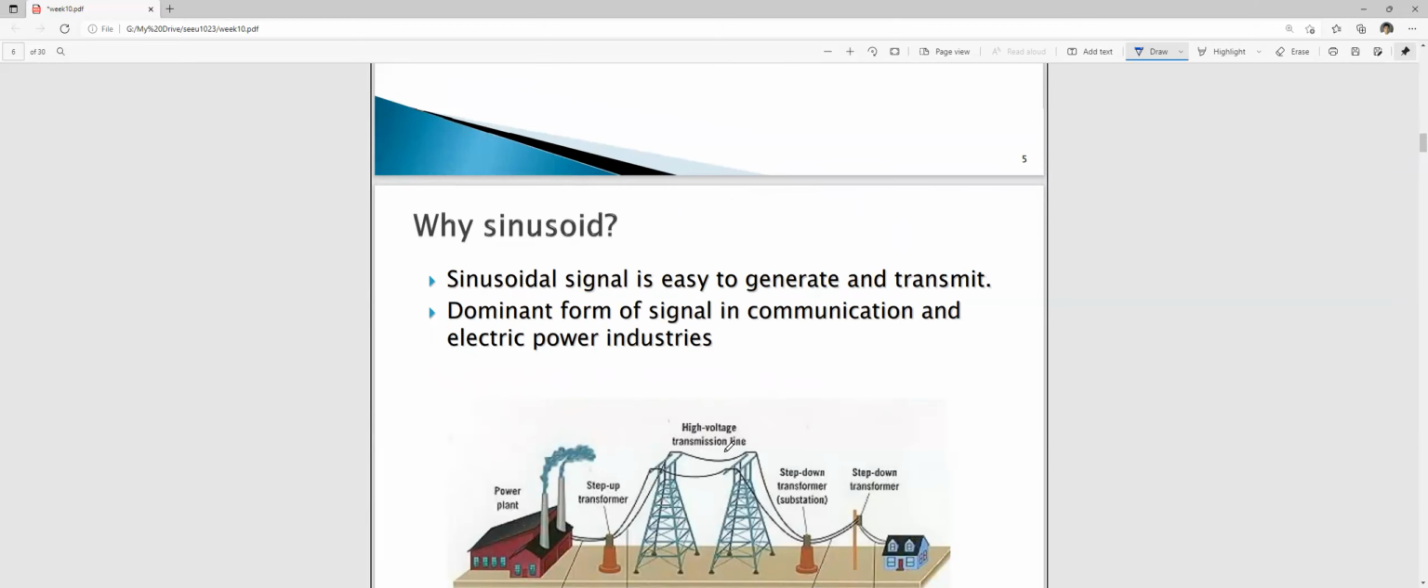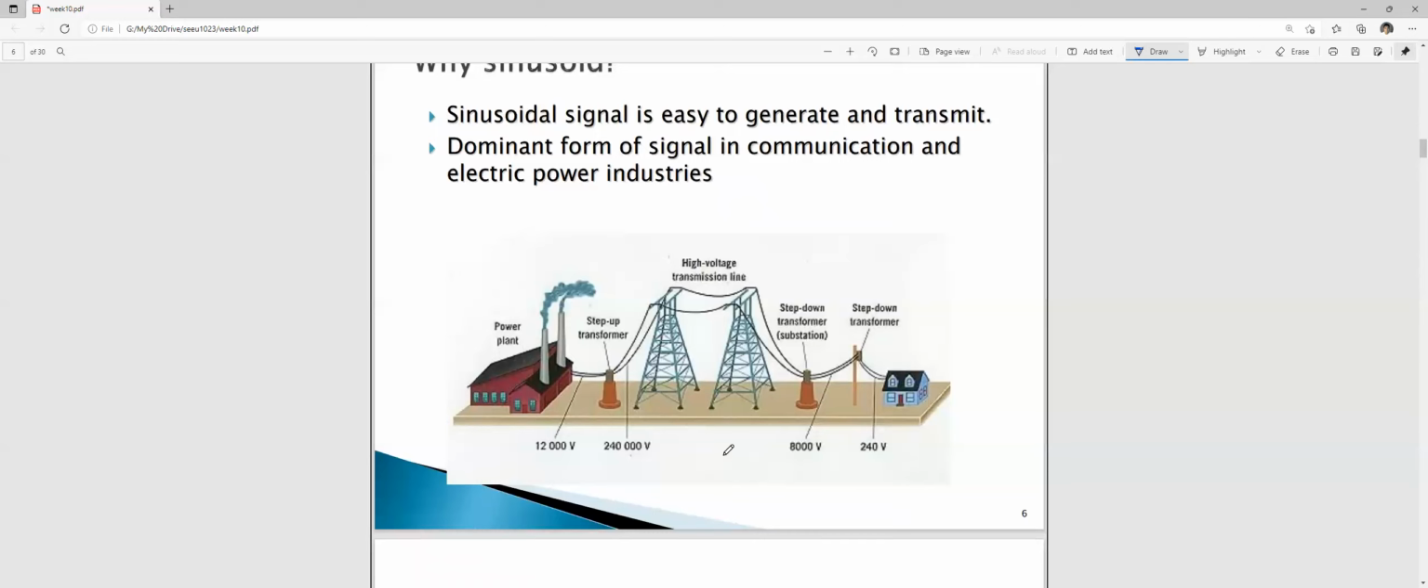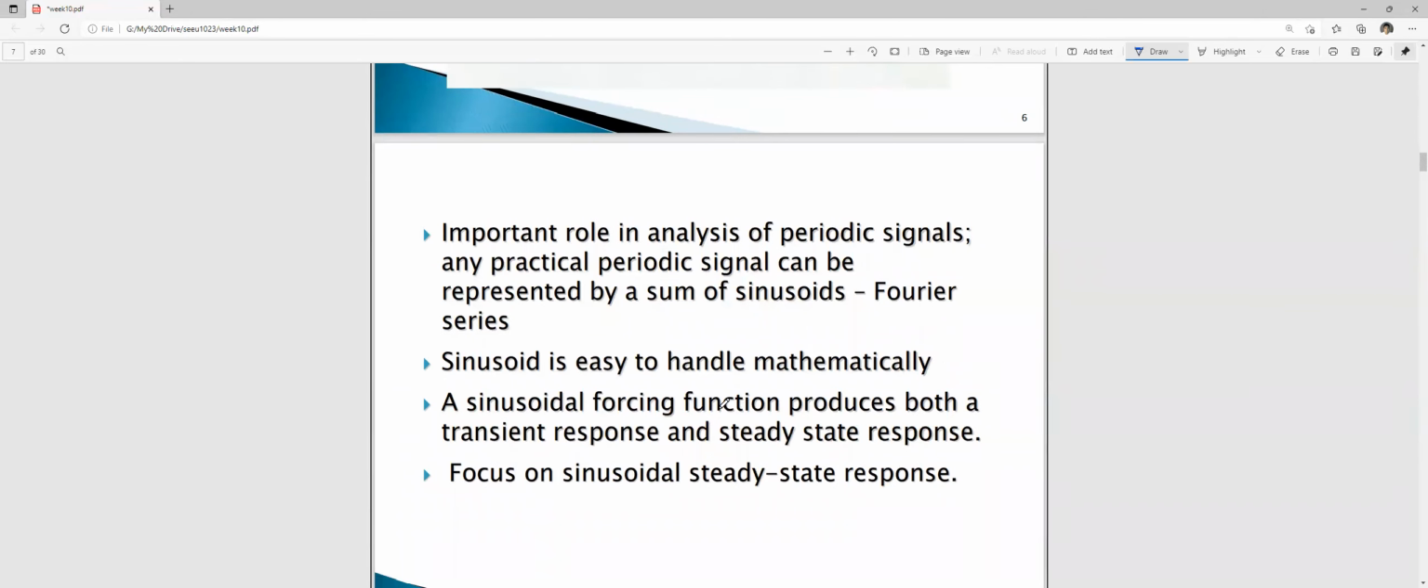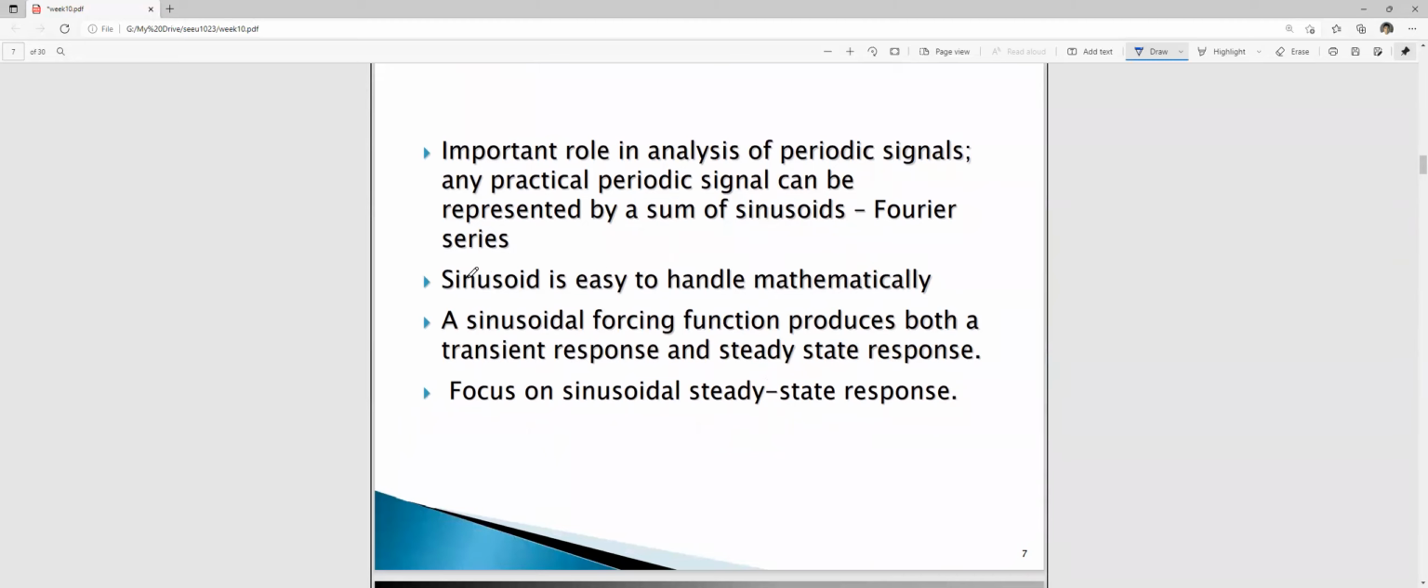Why sinusoidal? Compared to triangular or square waves, the sinusoidal is much easier to generate by the power plant. It's also a signal that is dominant in communications. That's why we use the sinusoidal waveform for our AC power system. Sinusoidal is also easy to handle mathematically.